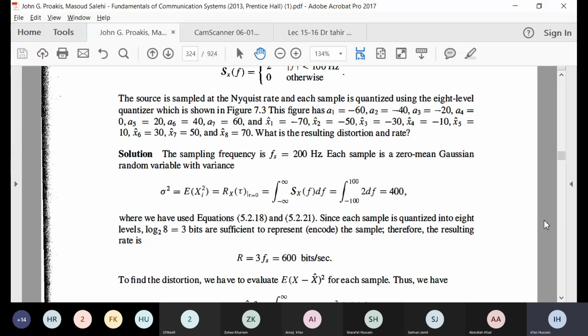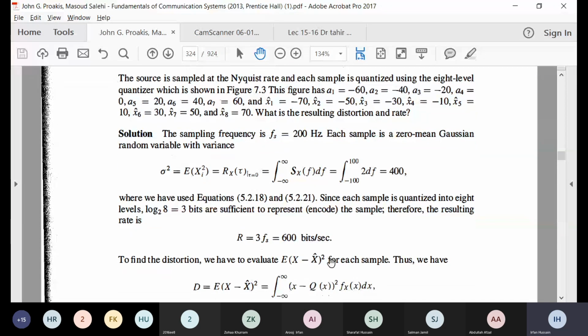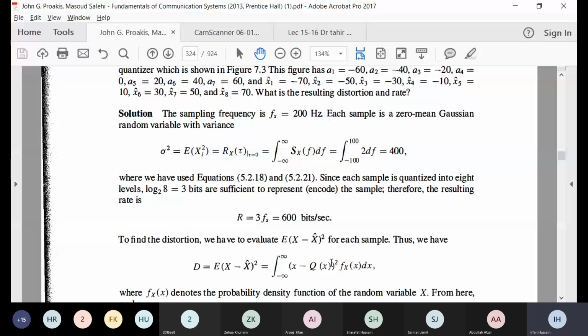Alright, so coming back to this lecture, you can very well see that the rate will be 600 bits per second, because you will have 200 samples per second, and each sample requires 3 bits. You can write this as 3 bits per sample multiplied by samples per second. Samples cancels, and you get 600 bits per second.